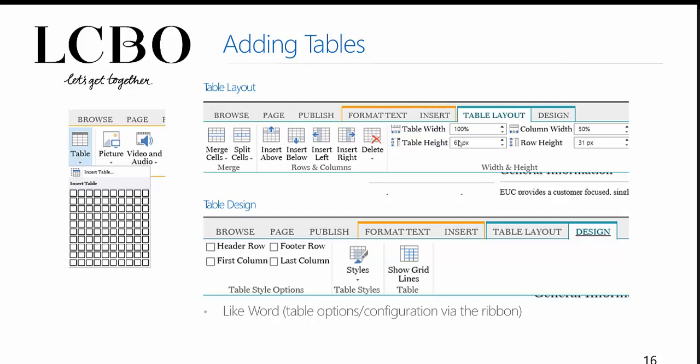You can specify the width and the height of the table and the width and the height of the columns and the rows. In the design tab of the table layout, you can indicate whether this table has a header or a footer row, a first column or a last column. You can apply styles to the table. And you can also show grid lines on the table if you like.